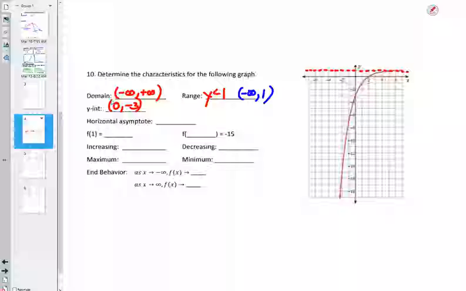A horizontal asymptote is an invisible line that your graph gets close to but never touches. It has an effect on the range. That's why the range was limited. So how can I describe that imaginary line that I just drew? Marmy, any idea? Kiara? Well, at least that's part of it, but that's not the entire thing.